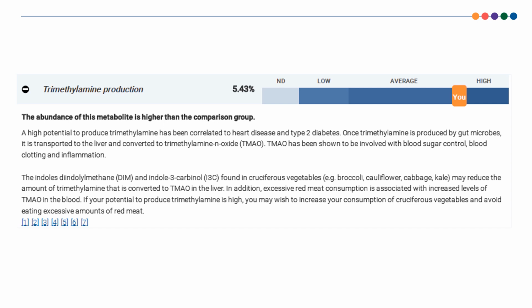Trimethylamine, or TMA, can be transported to the liver and converted into a substance called TMAO. TMAO is associated with cardiovascular disease, cancer, and diabetes. Compounds from cruciferous vegetables can help to reduce this conversion to TMAO. Additionally, red meat contains carnitine, which can be converted to TMAO. This example shows a high potential to make TMA.